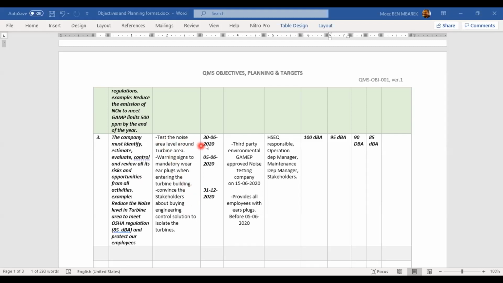So the testing will be done on 36/2020. For the warning signs, we will buy them by 5/6/2020, and convincing the stakeholder to buy the engineering control will be done by the end of this year. So how will it be done? A third-party environment approved noise testing company, and we provide all employees with earplugs before this date. The responsible are the HSEQ responsible, operation department manager, maintenance department manager, and the stakeholder. By the first quarter, we will meet 100 decibel, second quarter 95, 90, and by the end of this year, inshallah, we'll meet the regulation of 85 decibel.